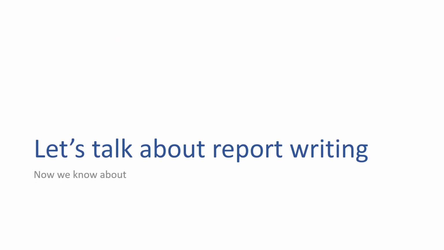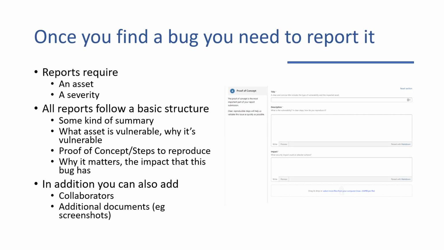Now, we touched on this, and impact is mainly reported to programs using reports. Now we know about impact, let's talk about report writing. So, reports we have to send. Once you find a bug, you need to report it. And they follow this basic structure.